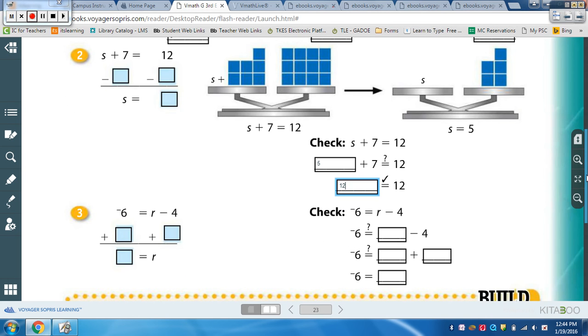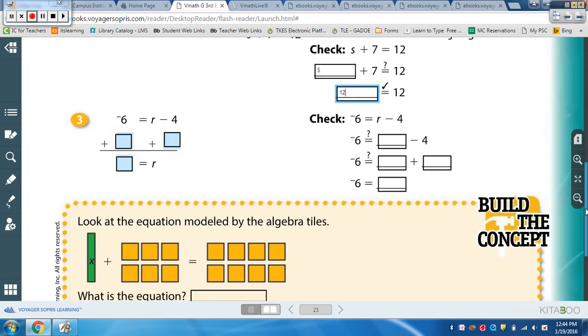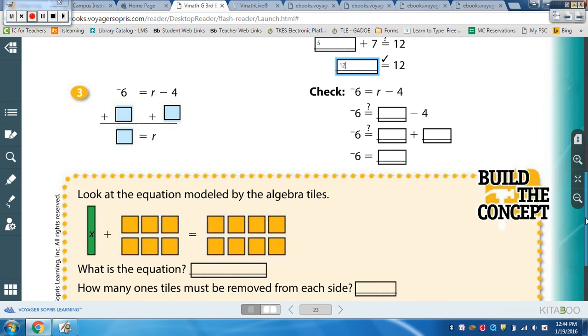Now let's look at problem number 3. Negative 6 equals r minus 4. Where is the variable? The variable in this equation is on the right side. So to solve negative 6 equals r minus 4, we need to get r by itself. The opposite operation of subtraction is addition. So add 4 to both sides of the equation. So we'll add 4 here, and we will add 4 here.